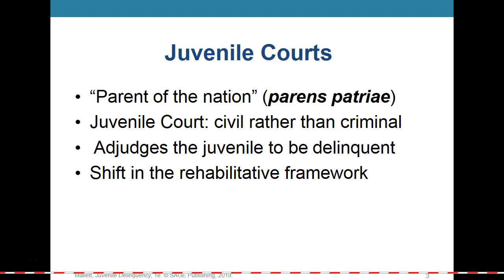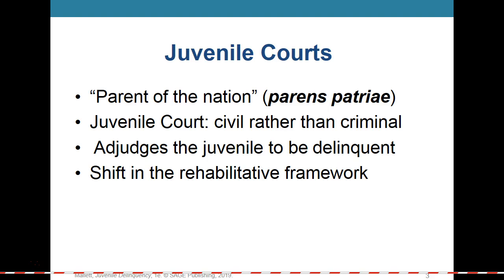The juvenile courts were established based on the doctrine of parens patriae. As such, the court acts in place of the parent or in place of the guardian, in loco parentis, for the best interest of children who are in need of help or guidance.